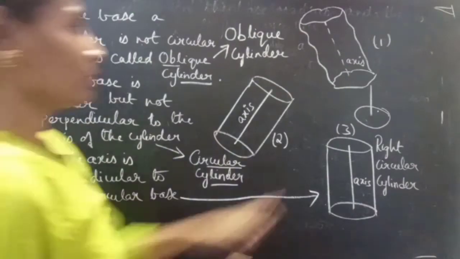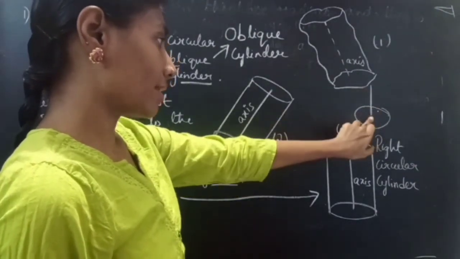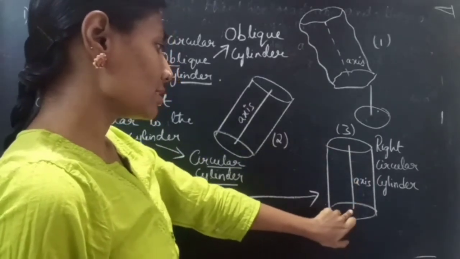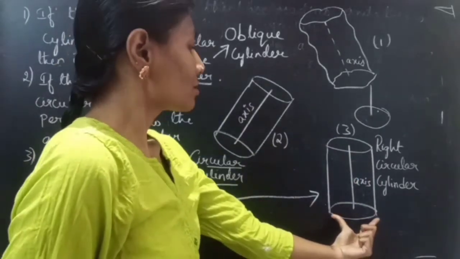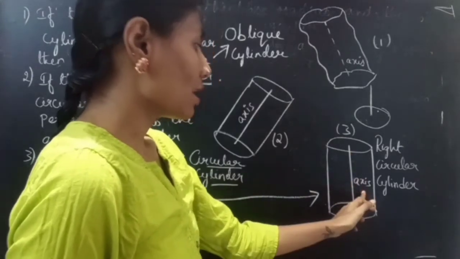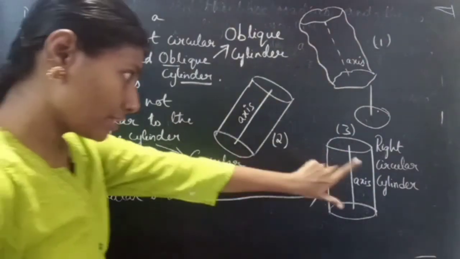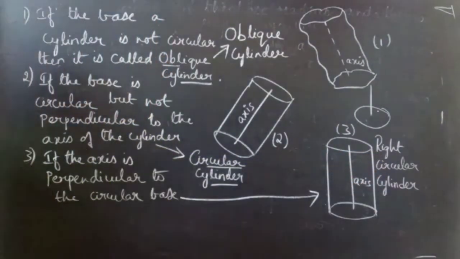If the base of the cylinder is exactly perpendicular to the axis, this axis, and this is a circular base which is exactly perpendicular to this axis, then we call this cylinder a right circular cylinder. Okay.